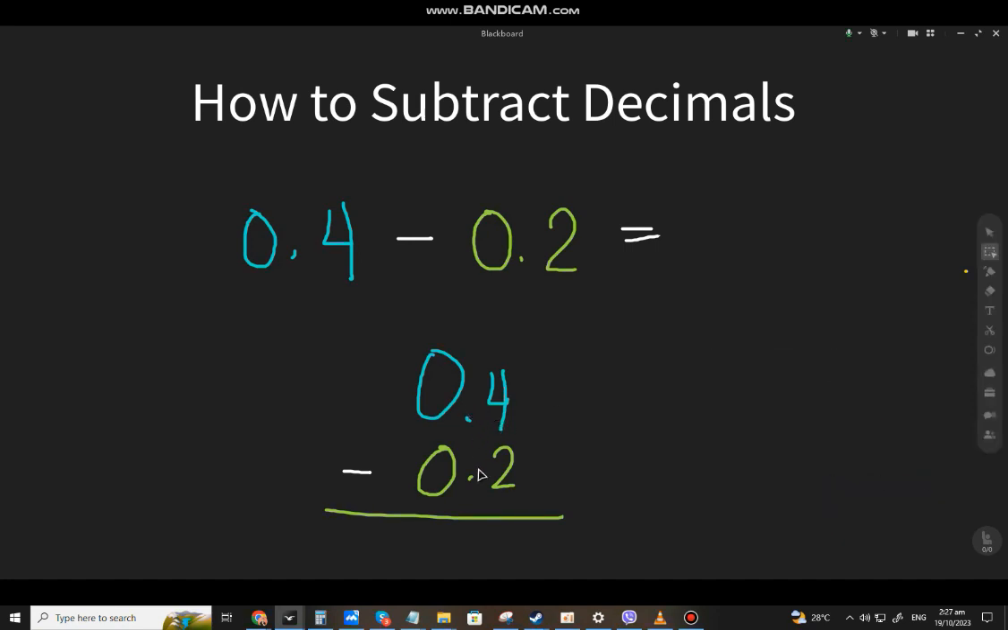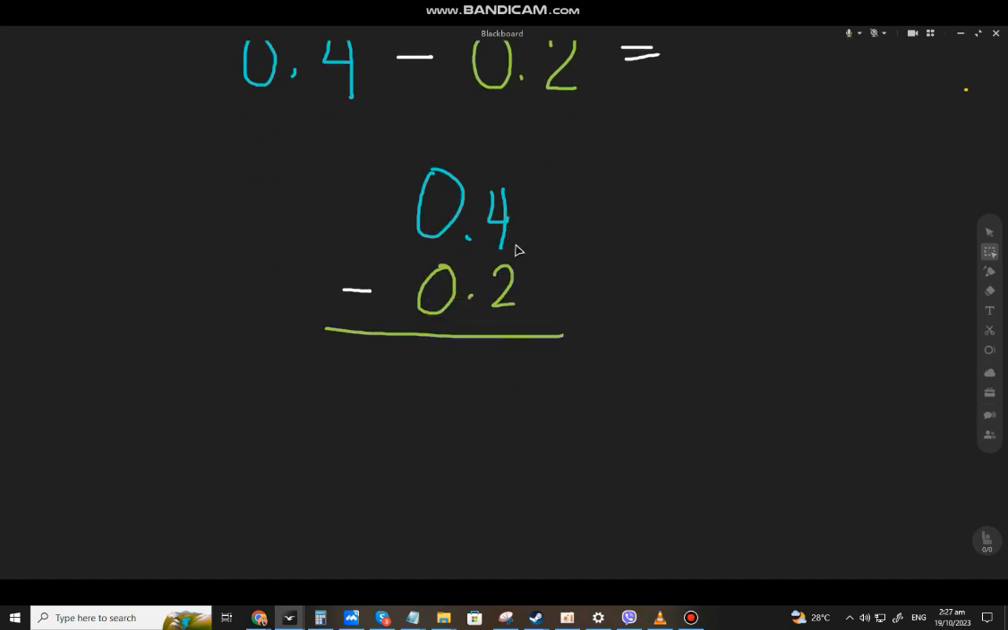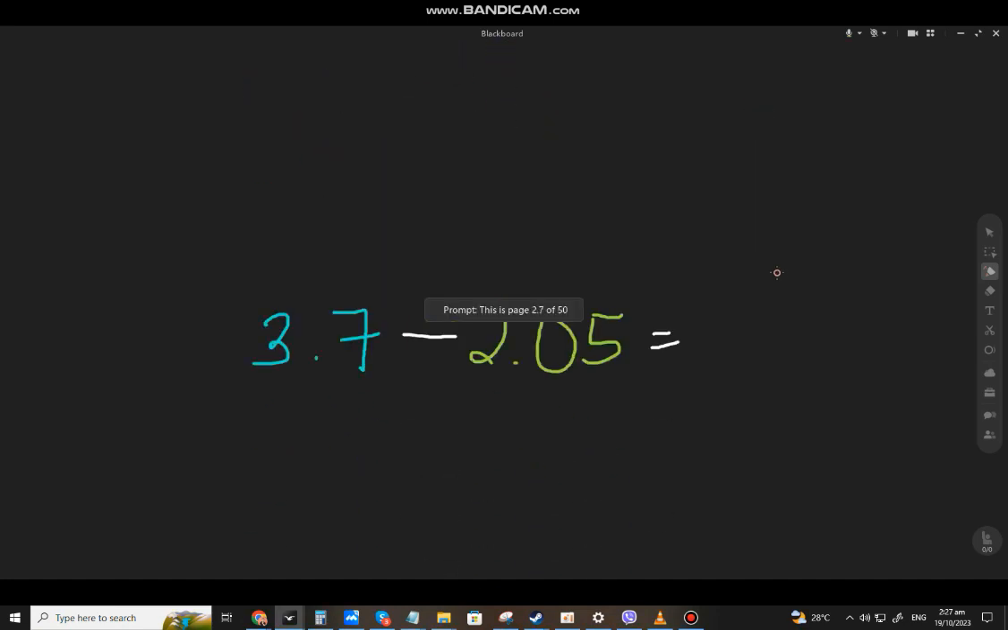If you have aligned the decimal points correctly in the numbers, you can subtract them normally. So that will be 4 minus 2. That will be 2. And copy the decimal point. Yes, and that will be 0. And that's the final answer. 0.4 minus 0.2, that will be 0.2. Let's move on to the second example.